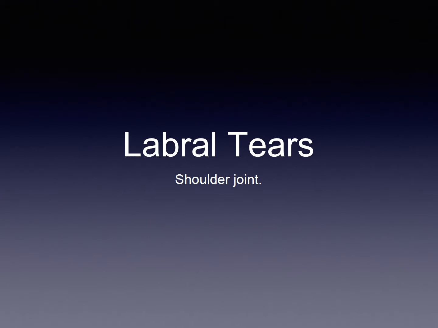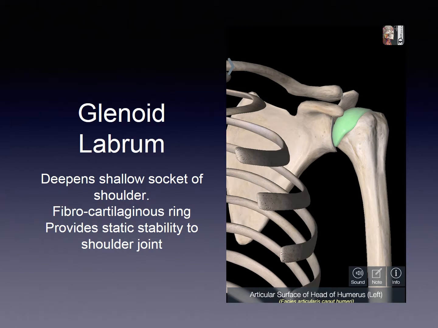Labral tears of the shoulder joint. The glenoid labrum is a rim of fibrocartilaginous tissue that deepens the socket of the shoulder. The socket is quite shallow in relation to the ball, so the presence of the labrum helps to provide static stability.